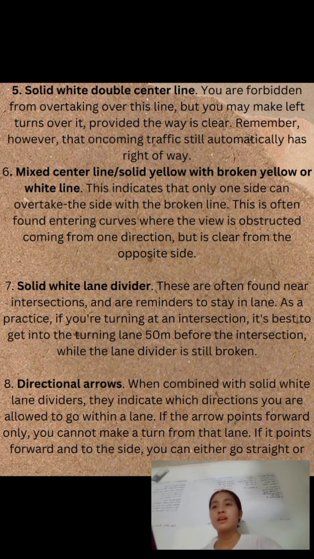Number 6. Mixed center line, solid yellow with broken yellow or white line. This indicates that only one side may overtake, the side with the broken line. This is often found before entering curves where the view is obstructed coming from one direction but is clear from the opposite side. Number 7 is the solid white line divider.